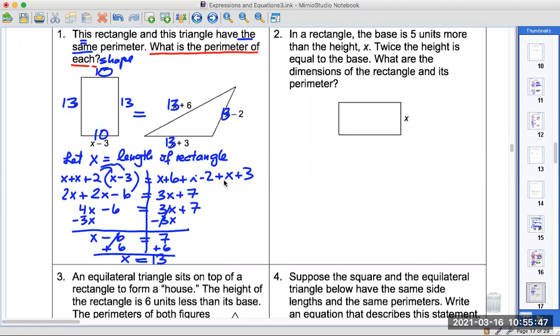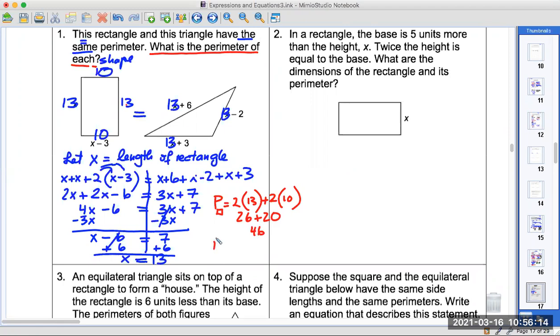So now let's find the perimeter. This is where the question is. Perimeter, 13 plus 13 plus 10 plus 10. 2 times 13 plus 2 times 10. I'm going to put a little rectangle here. That's the perimeter of my rectangle. That's 26 plus 20. That's 46.